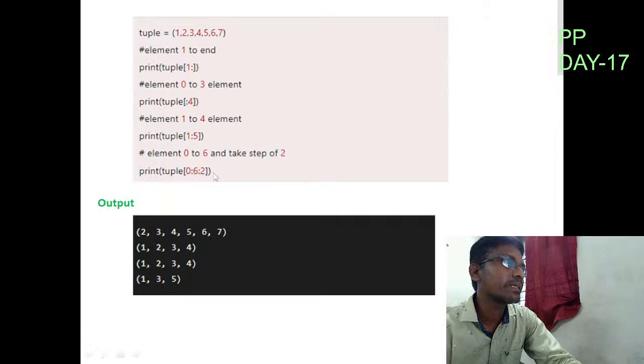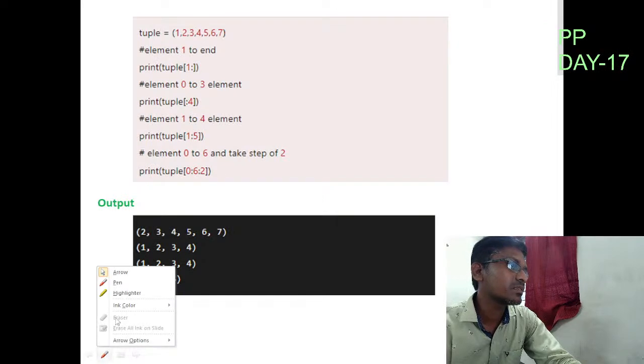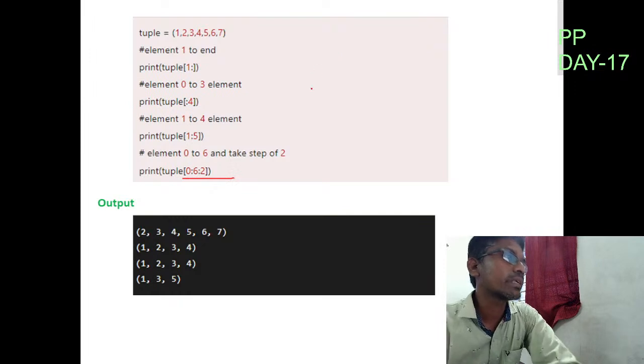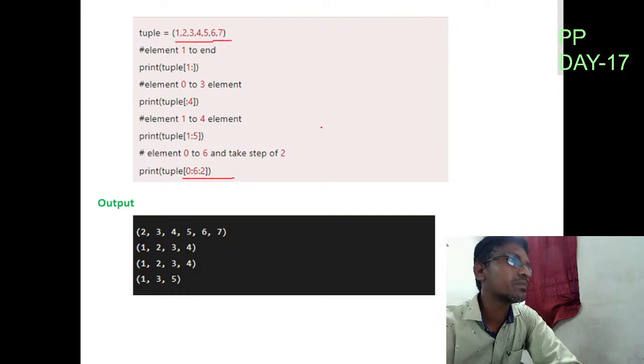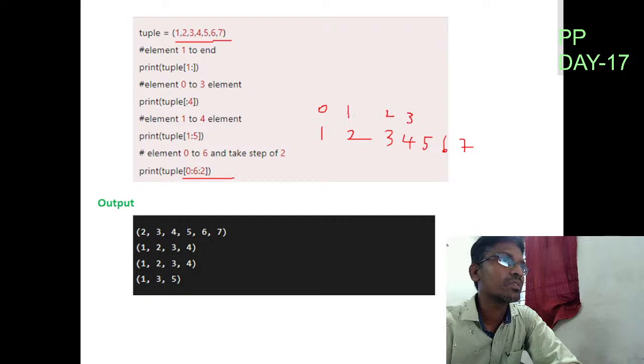So that is about tuple indexing, and this is another example: 0 colon 6 colon 2. For example, what are the elements in this example? 1, 2, 3, 4, 5, 6 and 7, and the index positions are 0, 1, 2, 3, 4, 5 and 6. So these are the index values and these are the values.